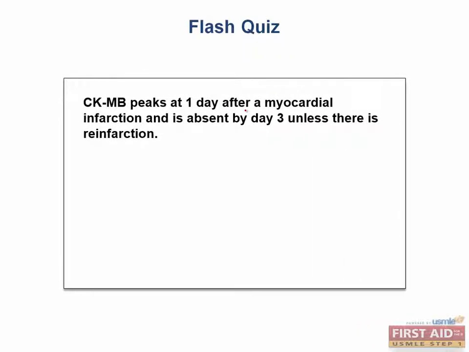So here's the answer. CKMB peaks at 1 day after a myocardial infarction, and it's absent by day 3 unless there's reinfarction. This is super important. It's a helpful tool in trying to determine if your patient suffered another infarction.